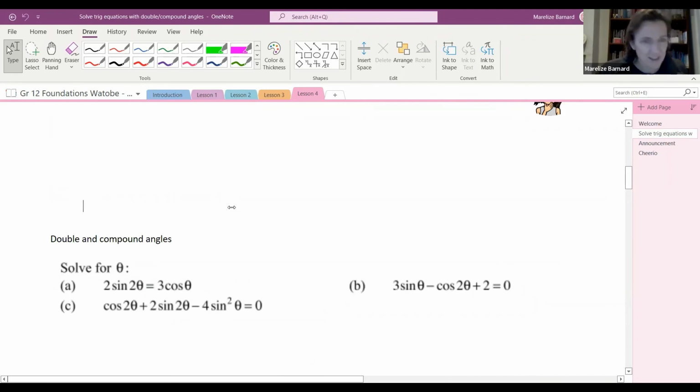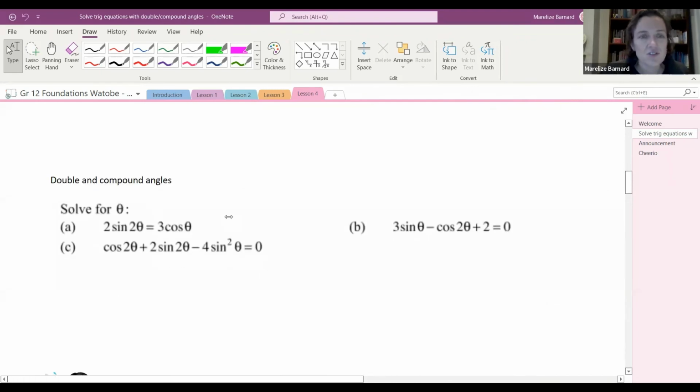Okay, so we've got 2 sine 2 theta is equal to 3 cos theta. So have a look. We're solving for x, and I'm going to give you a minute to think about it.